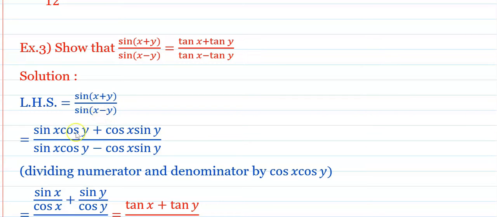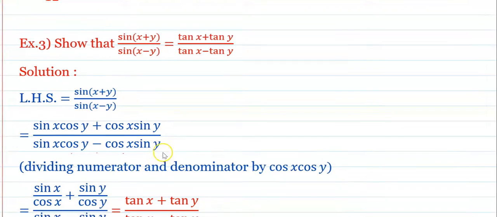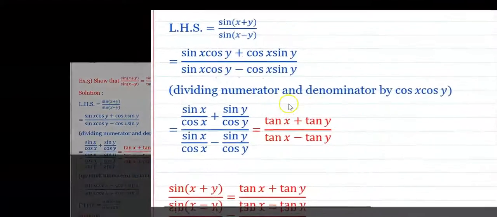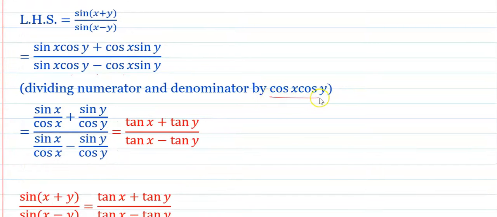Then here you will get sin x cos y minus cos x sin y. Now divide the numerator and the denominator by cos x into cos y. If we divide the numerator and the denominator by cos x into cos y, cos x into cos y will get cancelled. You will get here tan y.